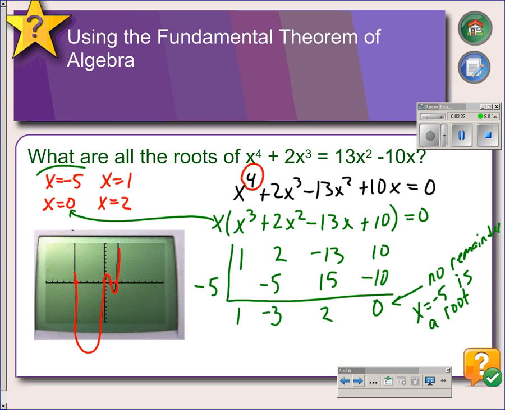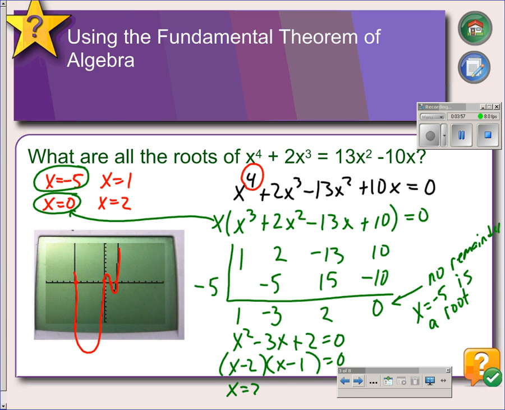So it turns out that this one works, and this one we found by factoring. So then we can take what's left here, x squared minus 3x plus 2, and we can factor that to find our remaining 2 solutions. So this will factor as x minus 2, x minus 1. So our solutions are x equals 2 and x equals 1, which was what we found on the graph. So you can look for your solutions on the graph, but then you have to prove they are solutions by a combination of factoring and synthetic division.